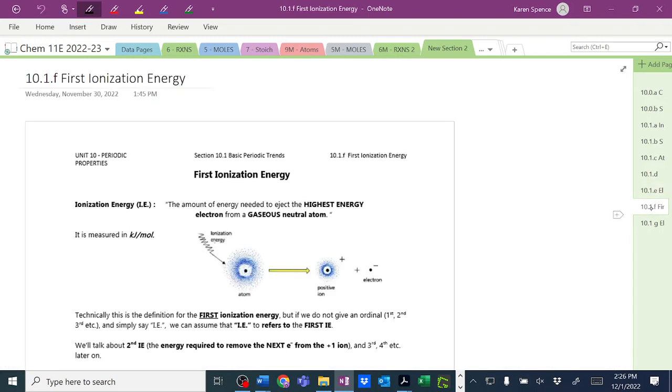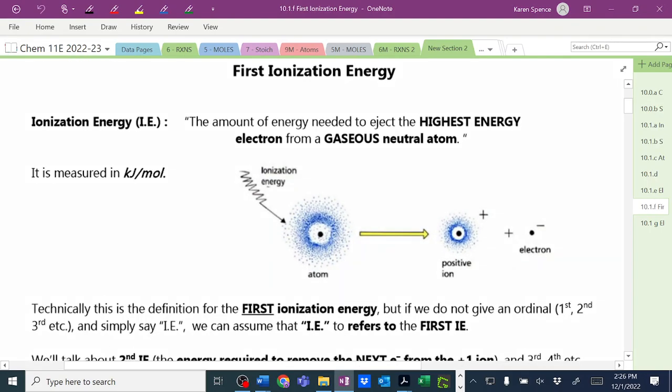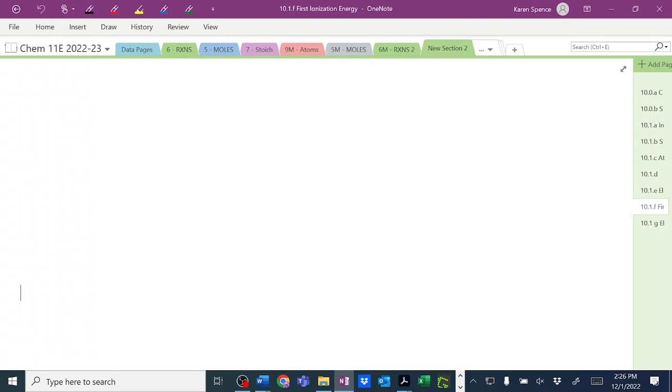Okay, first ionization energy. I would like you to write the definition for first ionization energy to the best of your ability. I know we only mentioned it last day, but see what you can dredge out of your brain. Don't be shy about getting extra paper if you need. There's some at the back there.